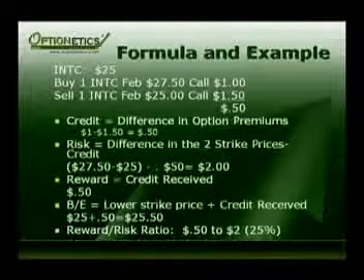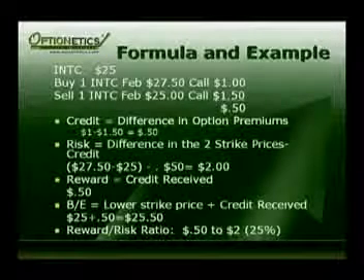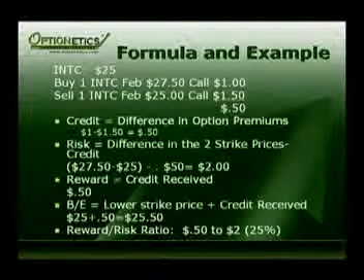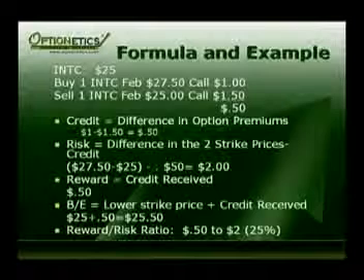Okay, so let's use an example using Intel. Let's assume Intel's trading at 25. So an example of a bear call spread, if you expect Intel to trade lower, the difference between the two is a 50-cent credit. Remember, just like the bull put spread, the credit received is the maximum amount of profit you can take. The risk is going to be the difference between strikes minus the credit received.